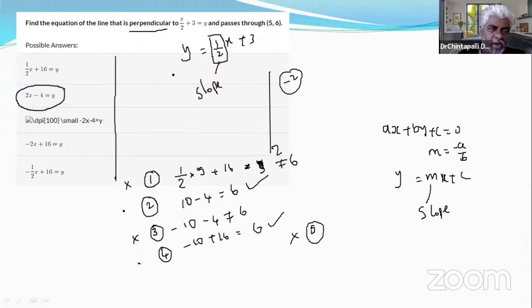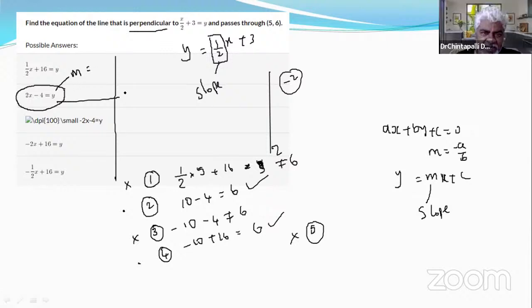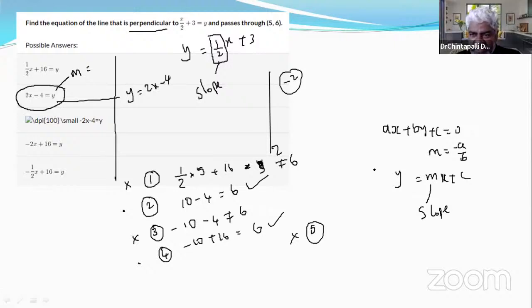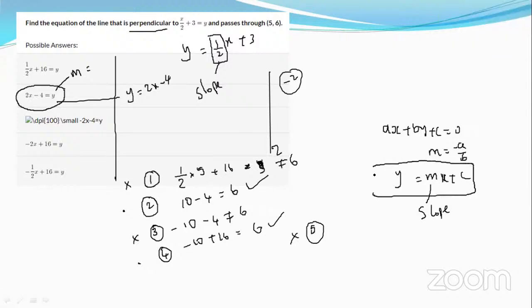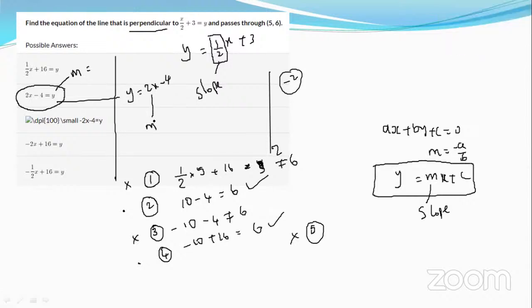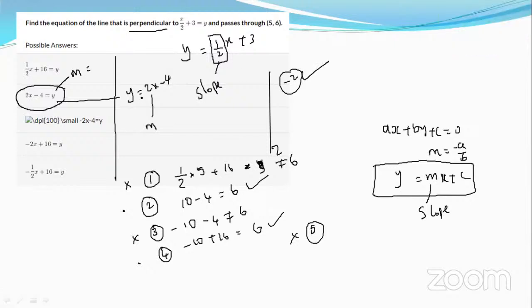Now, if we take option 2, what is its slope? It is already in the form of y is equal to mx plus c, so the slope is 2. But as we calculated previously, the slope of the required line must be negative 2, not positive 2.